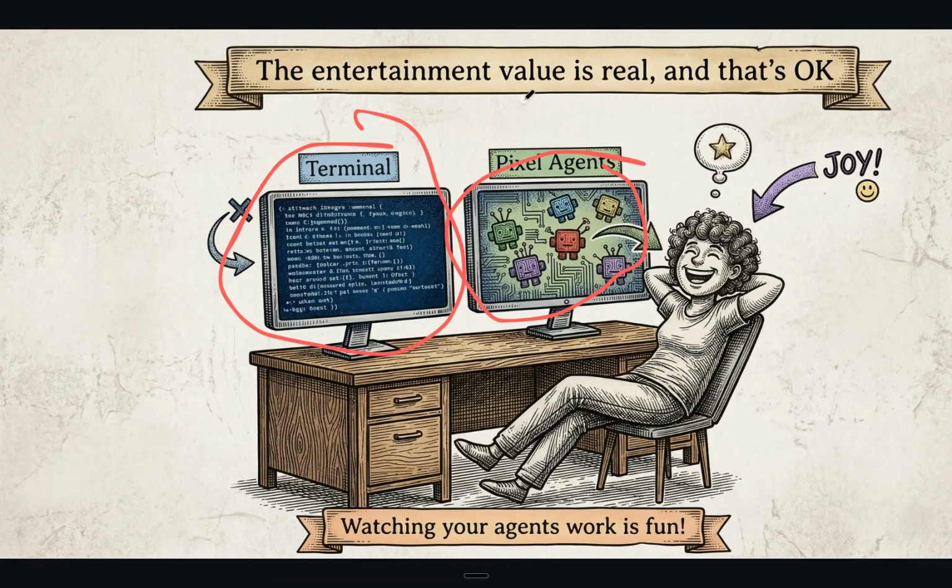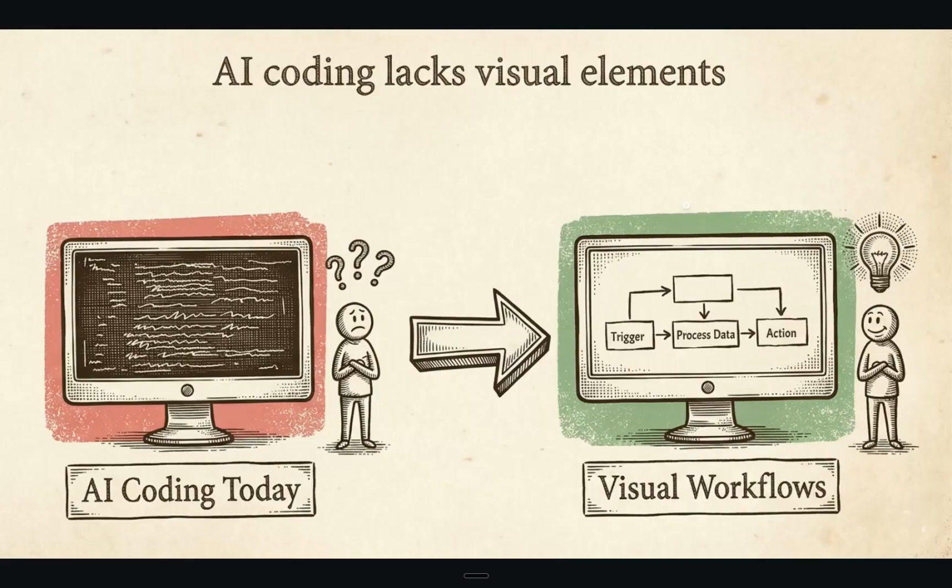So the environment value is real, and it's okay. This is the main point that I'm just talking about here. AI coding lacks visual elements. Here, this is the old coding, and it's still the same. I know that there is a CLI now, and you can see just a chat interface in plain English only. But now it's much better.